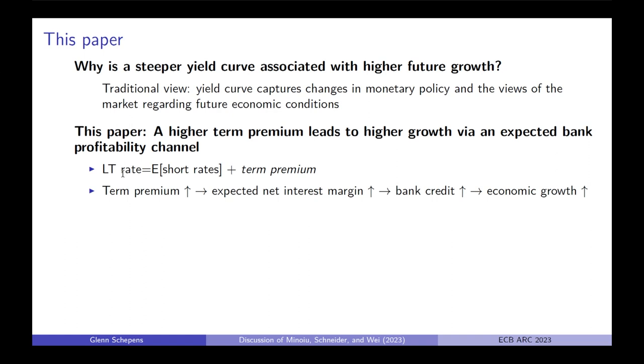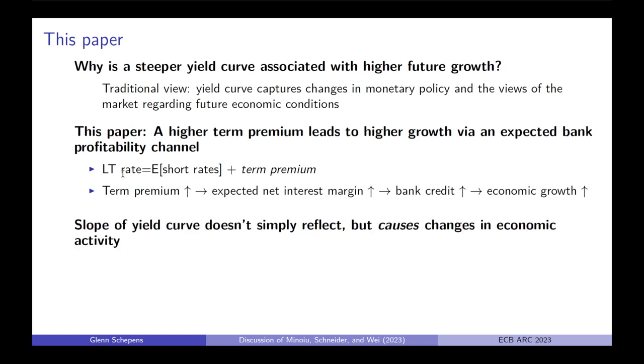And the real novelty about the paper is in this expected bank profitability channel, which is going to tell you that an increase in the term premium will lead to an increase in the expected interest margin for banks, which will reduce financial constraints for banks, increase their bank credit supply, and in this way lead to more economic growth. So if you think about it, this is kind of a big thing, because it implies that the slope of the yield curve doesn't simply reflect, but actually causes changes in future economic activity. So this is very different from how one traditionally tends to think about this relationship. And that in itself makes this a very interesting and very thought-provoking paper. So it's definitely worth your time reading it.